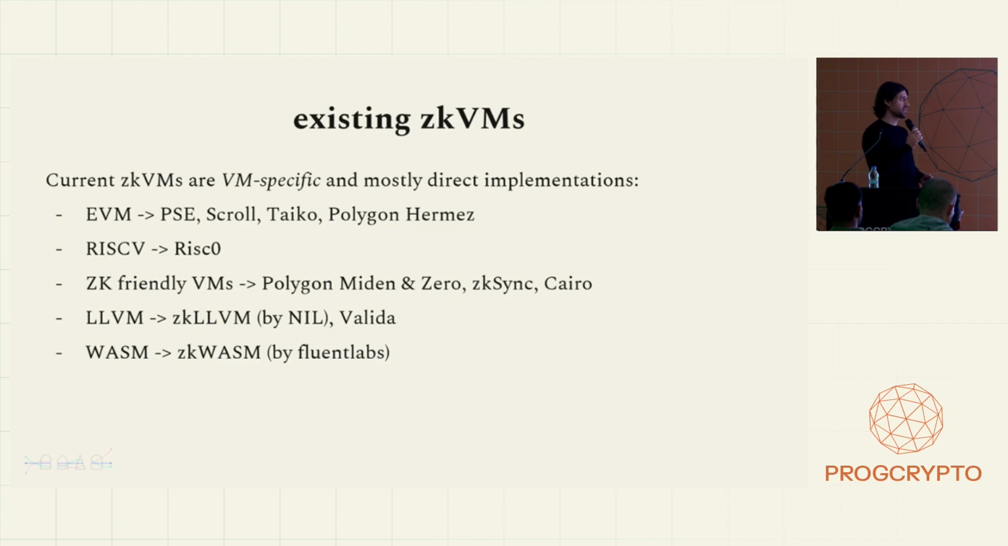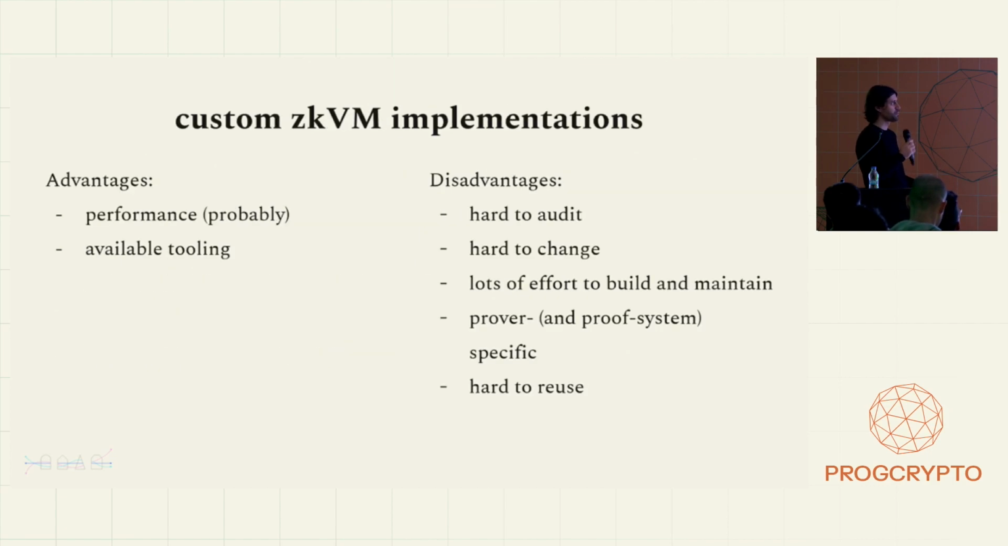There are quite a few existing zkVMs already. The EVM was leading a lot of the development of zkVMs because of Ethereum L2s. There are also a couple zk-friendly VMs that are custom-made for a specific purpose, and there's also implementations of more established VMs such as RISC-V, LLVM, and WASM that allow you to make zk proofs for executions of these types of programs as well.